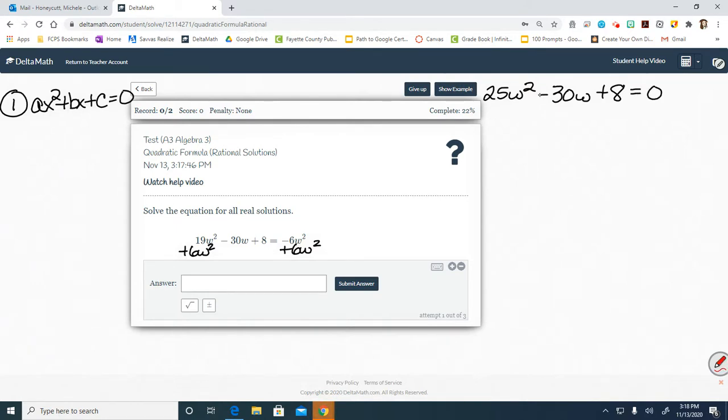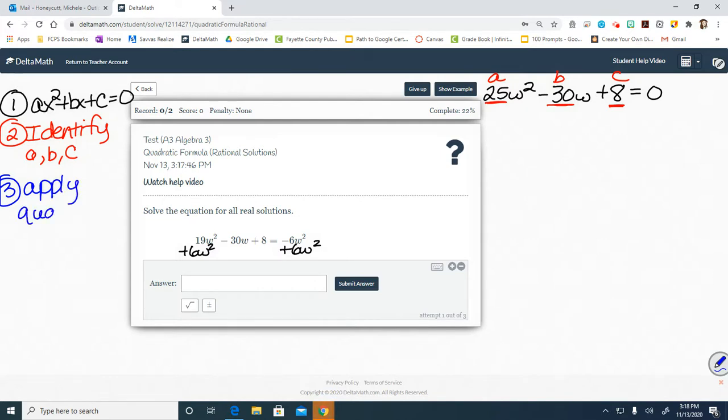The second step is going to be to identify A, B, and C. So I look and I see that A is the number in front of whatever is squared, so A is 25, B is negative 30, and C is 8. Step 3 is going to be to apply the quadratic formula.